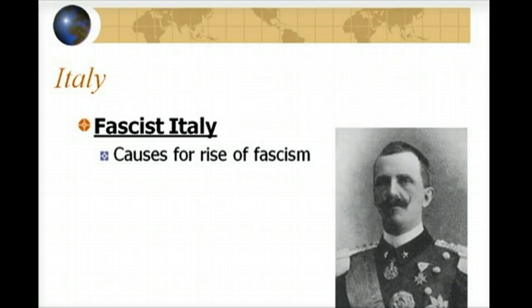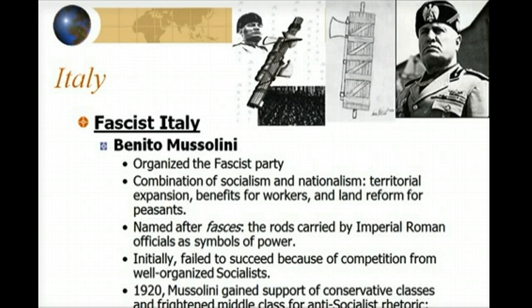So that brings us to the guide, at least what Italy thought was the answer: Benito Mussolini, or Il Duce, which means the leader. Although he was the editor of a socialist newspaper, he was at heart a nationalist, much more state first than workers first. He is going to organize the fascist party by combining socialism and nationalism. We'll see socialism get pushed to the side later, and primarily nationalism. He's going to base this on territorial expansion, benefits for workers, and land reform for peasants.